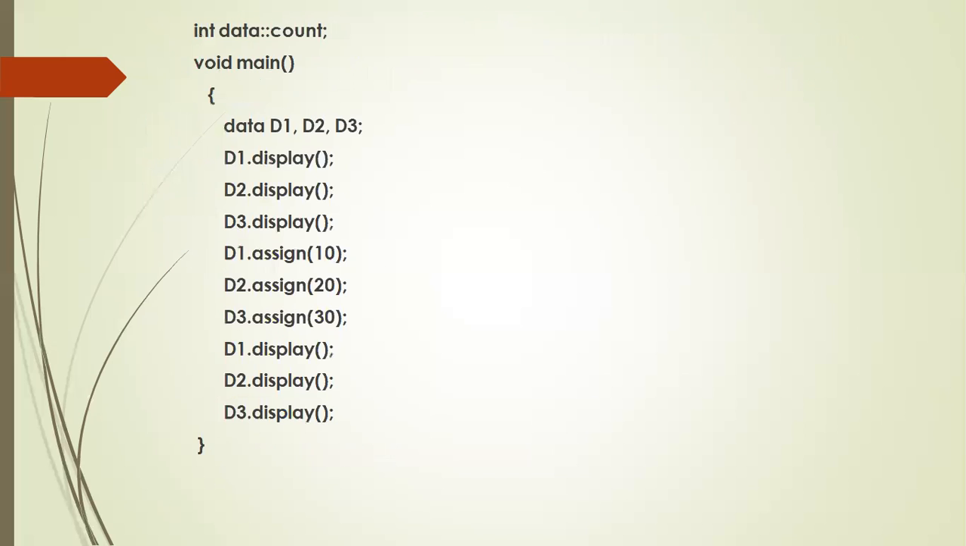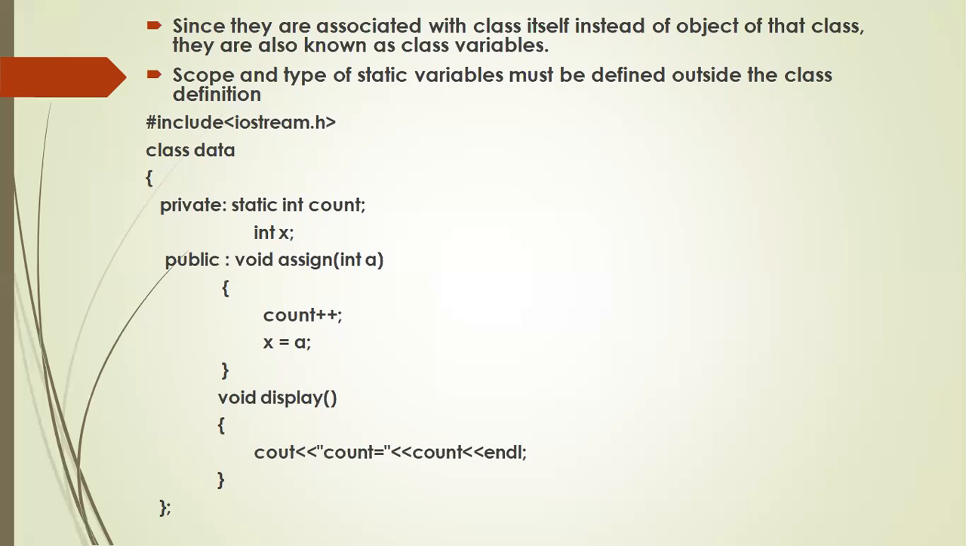That you have to remember. Third time, you are calling the assign function with D3 with the parametric value 30. Now, count plus plus. Count is already 2, which means it now becomes 3, and the value will be 30. That is assigned to X. So D3 dot X becomes 30.